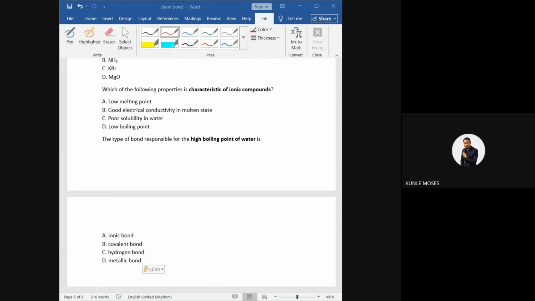It's a tricky question, but a very simple one. I know many of you will jump to ionic bond. The answer is hydrogen bond. Hydrogen bonds occur between water molecules and increase its boiling point. That's why water boils at 100 degrees. Please take note of that in case they ask you. People will just see high boiling point and think, since ionic bond has high melting and boiling points, just pick ionic bond.